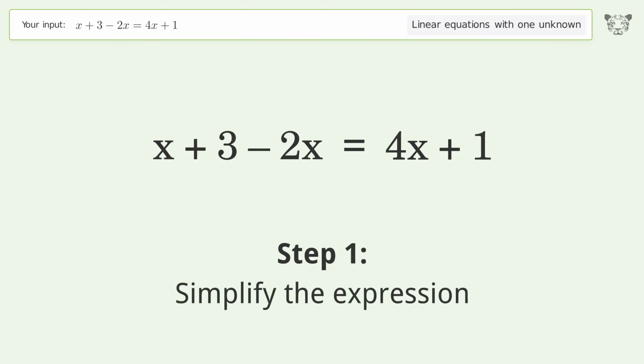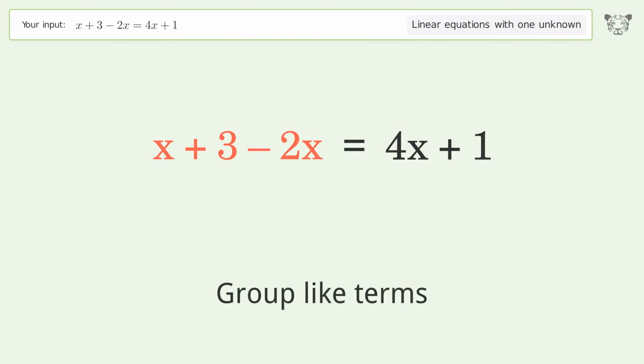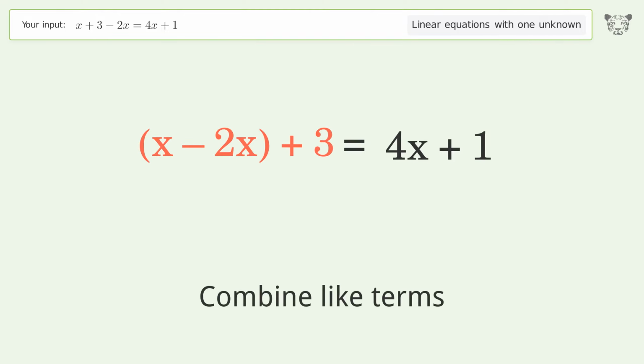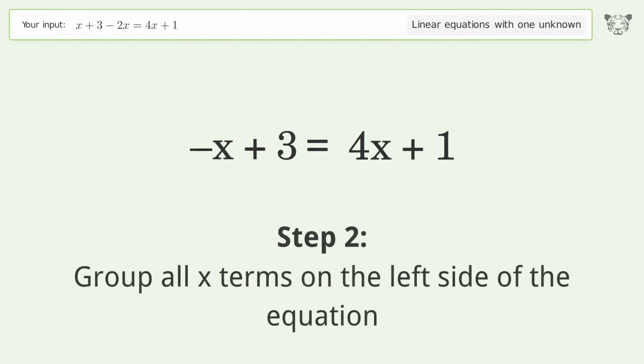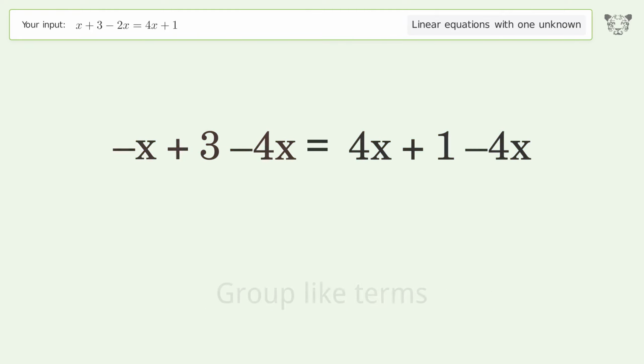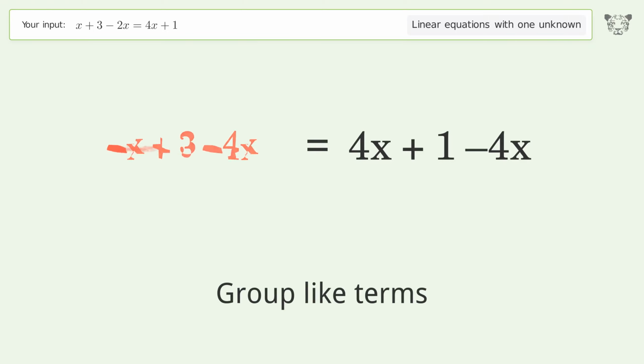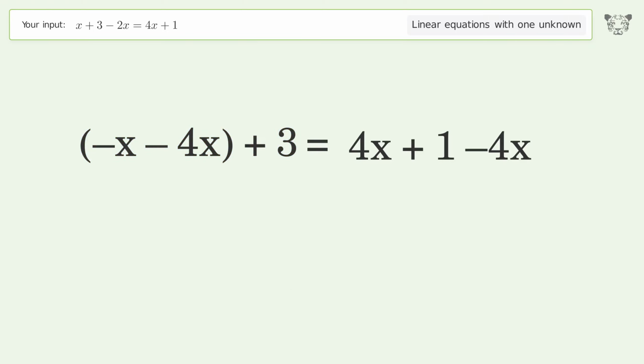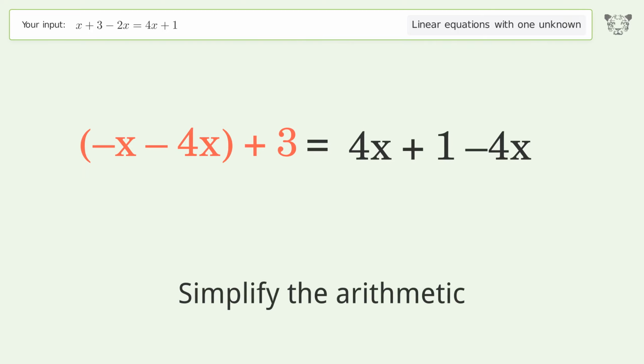Simplify the expression. Group like terms. Combine like terms. Group all x terms on the left side of the equation. Subtract 4x from both sides. Group like terms. Simplify the arithmetic.